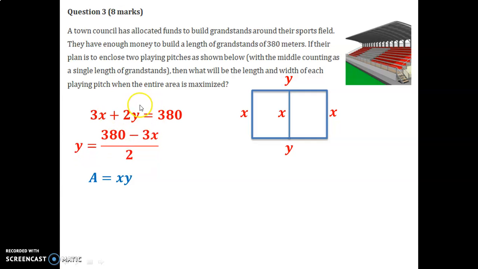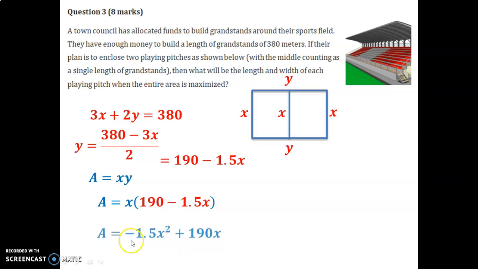So I took this one, I solved for y. I did 380 minus 3x, then I divided by 2. And now I can take the area formula and replace y with all of this. That's the benefit of having two different equations to begin. So now this, if I simplify it, if I divide by 2, is 190 minus 1.5x. So that y was replaced by that right here. Now I have an area model that has only one variable in it, which allows us to solve it. Oh, there's that part, sorry, right there.